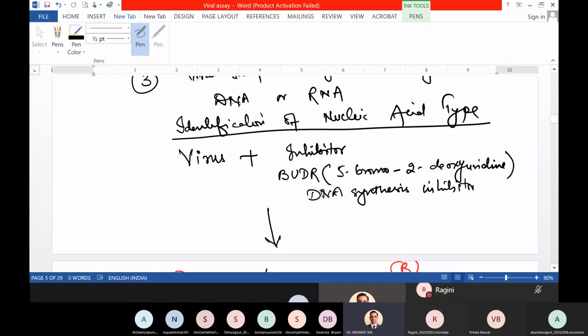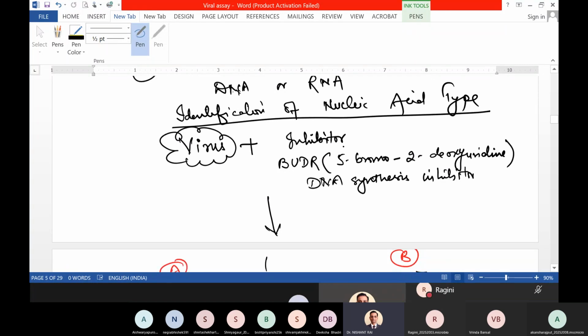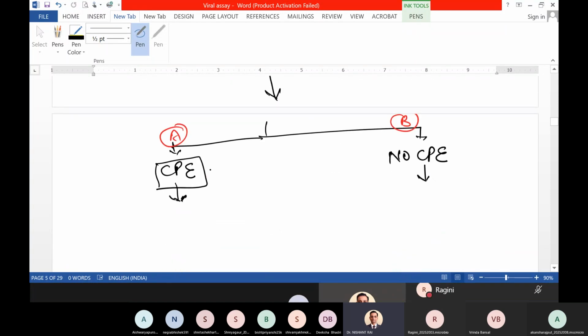Virus is mixed with an inhibitor which will specifically inhibit the DNA synthesis. Since we don't know whether the virus contains DNA or RNA, but we are mixing it with the inhibitor, we are treating with the inhibitor followed by infection in the cell lines.